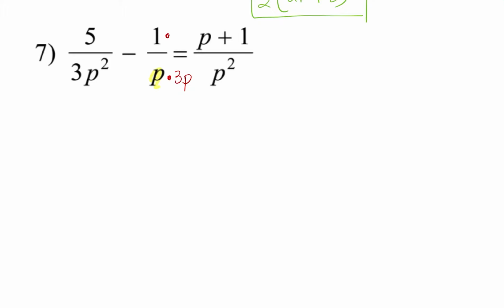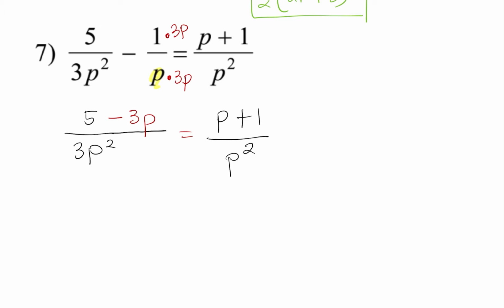I will do the same thing in the numerator. So let's simplify or write it down, 5 over 3p squared. So this will make our denominators the same. So I'll just write it out one time. And then drop minus 3p equals, we'll drop the right-hand side of the equation, p plus 1 over p squared.